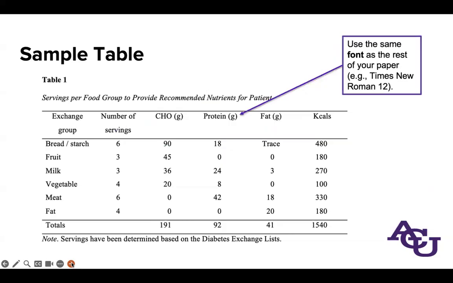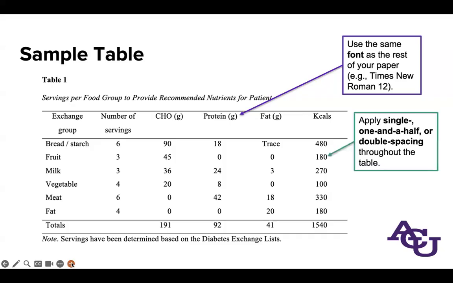Next, in this table, you can see it is the same exact font as the label and the heading above it. You use the same font in a table as the rest of your paper. Usually that's Times New Roman 12. In our templates, it's Times New Roman 12.